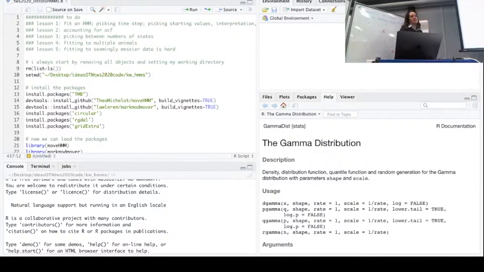Okay, so to do today, it's actually a leftover heading, but it works. We have 5 lessons to get through. We have until 5, right? Is that right? Okay. We have 5 lessons to get through. I am not sure if we will get through all of them, but we'll see. The first one we're going to do is just start by fitting an HMM, and we're going to use moveHMM for that. And we're going to go over a couple of the different subjective choices, so looking at picking a time step, picking some starting values, and also interpretation of the states, and assessing model fit.